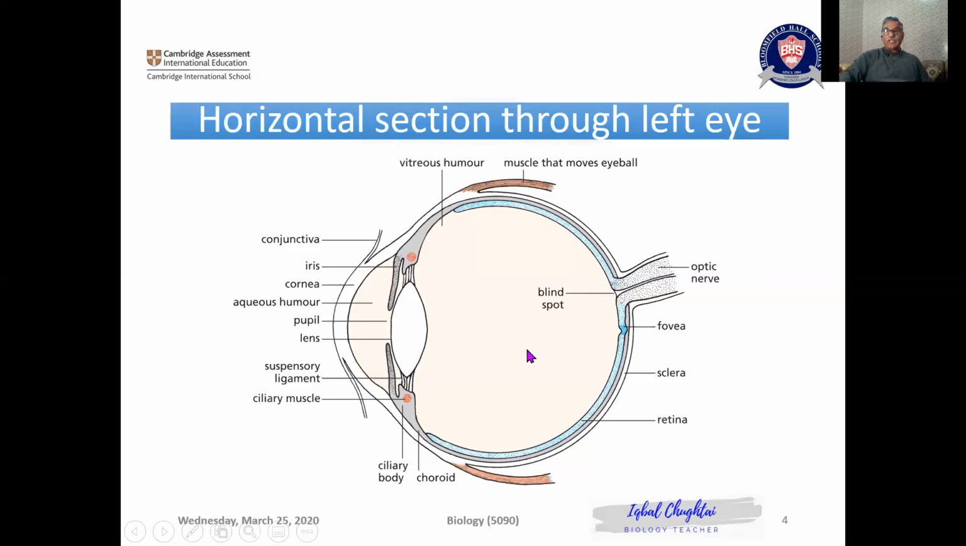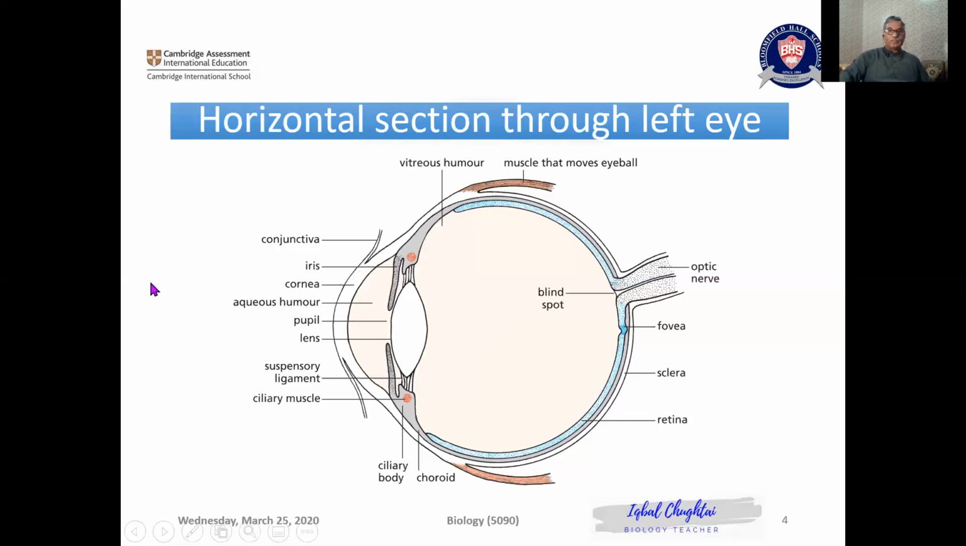We see that there is a liquid environment between the lens and the retina, and this liquid environment is known as vitreous humor, whereas this region that is between the cornea and the lens, passing through this pupil, is actually filled with a fluid that is known as aqueous humor. So these aqueous humor and vitreous humor are also responsible for refracting light rays.